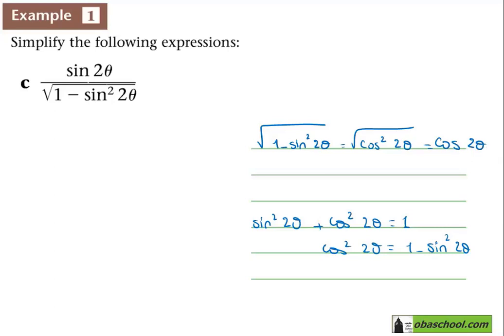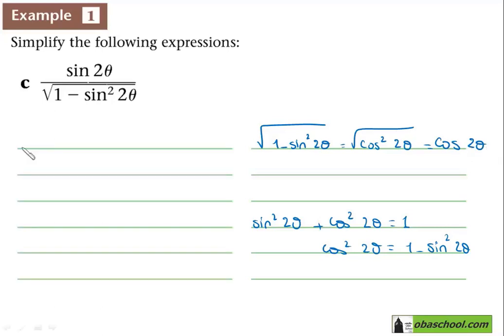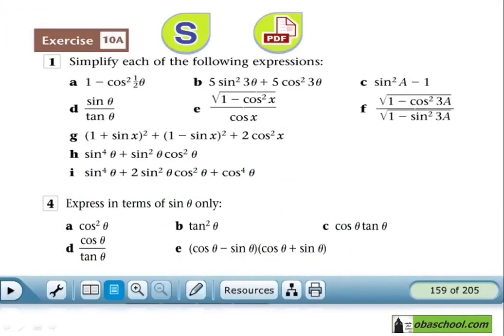Now we substitute this in the initial expression. Sine 2 theta over cosine 2 theta. This is equal to tan 2 theta. As you can see, we relied on the Pythagoras theorem in trigonometry in order to simplify, and the formula of the tan. Now you can solve all of these exercises in the same way.